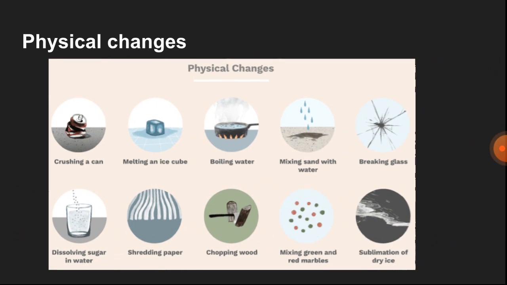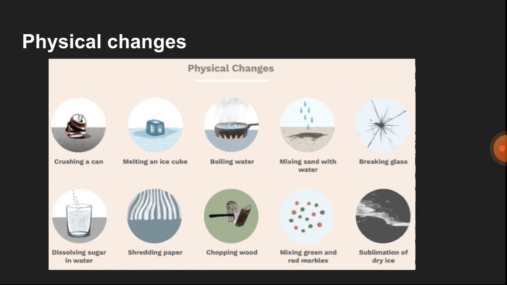Next, I am showing physical change examples. Crushing a can, when you crush it, what is happening? Melting an ice cube, when it melts, its state will change. Boiling water is also a physical change. Mixing sand with water, breaking glass, dissolving sugar in water, shredding paper, chopping wood, mixing green and red marbles are also physical changes.